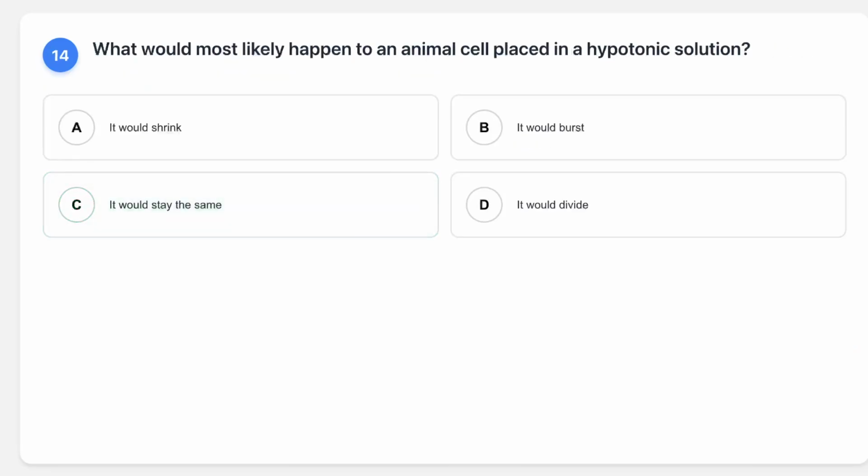Question. What would most likely happen to an animal cell placed in a hypotonic solution? Option A. It would shrink. Option B. It would burst. Option C. It would stay the same. Option D. It would divide.